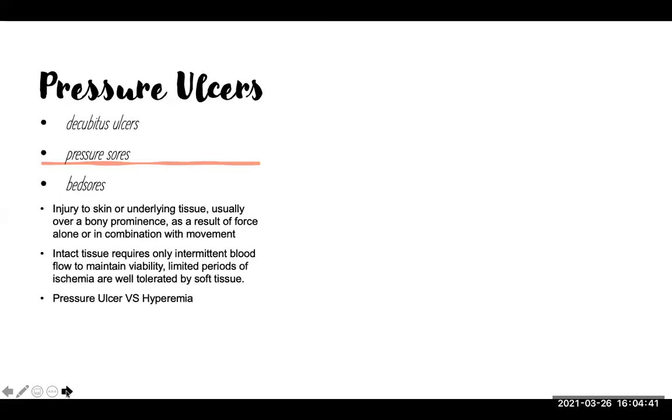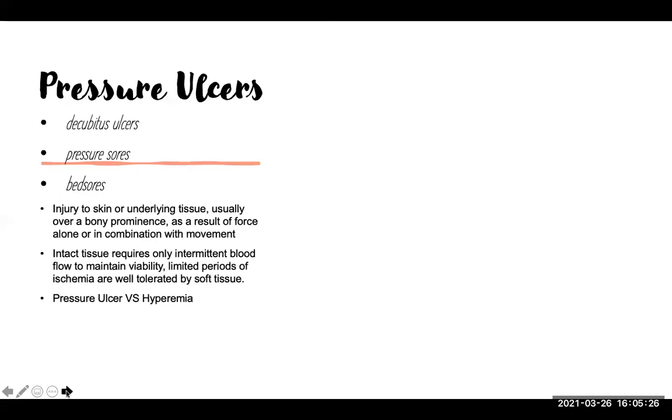So to decide what is a pressure ulcer injury versus not a pressure ulcer injury, we look at it in these terms: pressure ulcer versus hyperemia. A pressure ulcer is considered a pressure ulcer when after 2 hours redness remains over a bony prominence and it doesn't blanch. So you see some redness to an area of the body and you try to blanch it and it doesn't change color. It just stays red. No matter what you do, it stays red. That's considered a pressure ulcer.